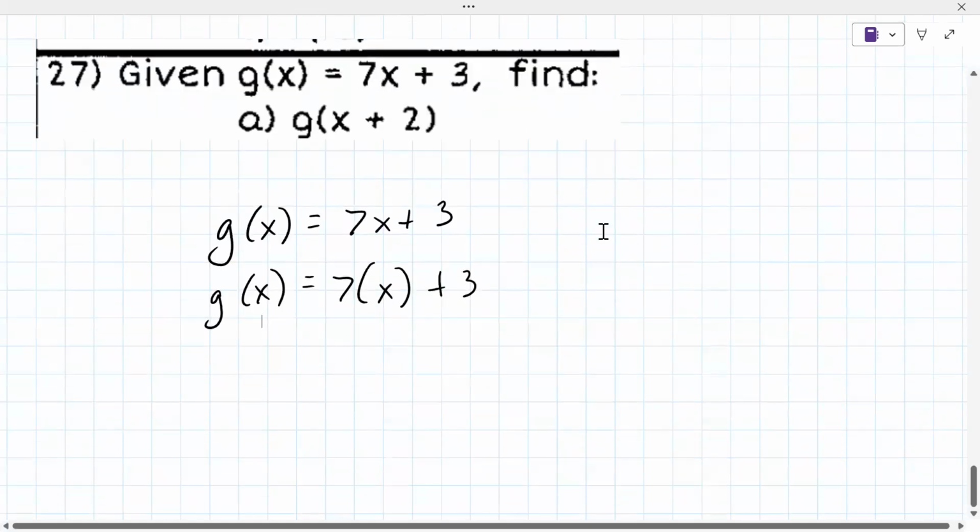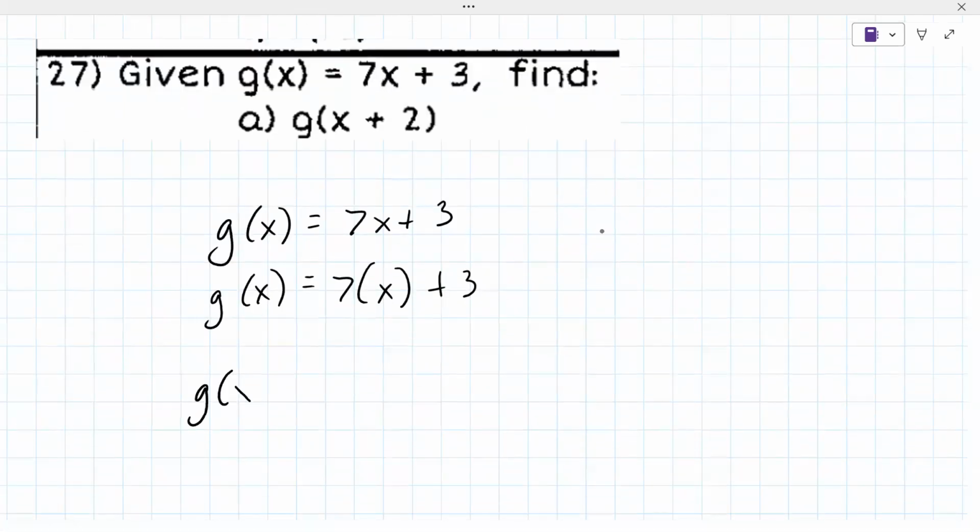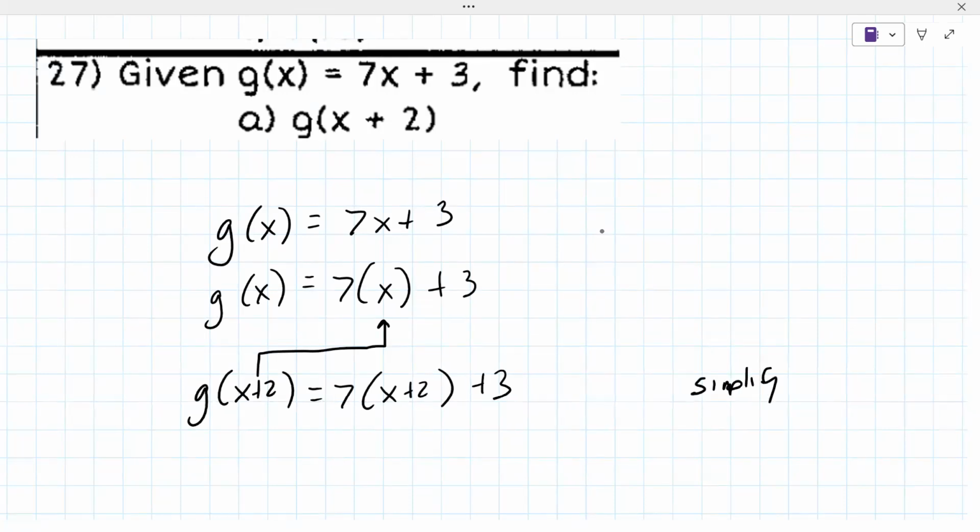It is especially helpful in something like this because when they ask you for g of x plus 2, they're literally saying put x plus 2 right there. Replace that. So it looks like 7 times x plus 2 plus 3. Can you try to simplify this for me? I'd like to just see where you're at with some other things here.